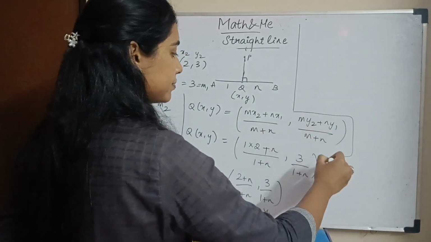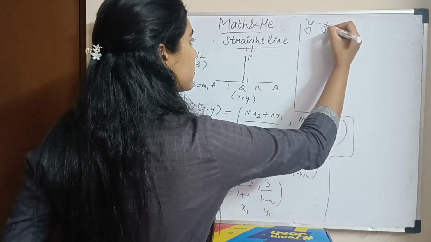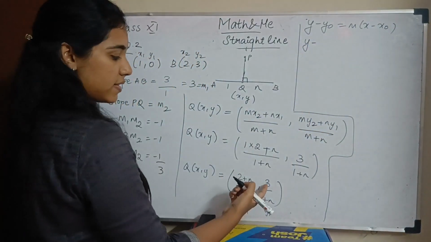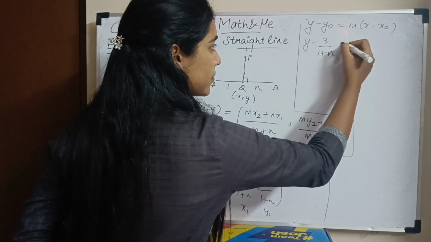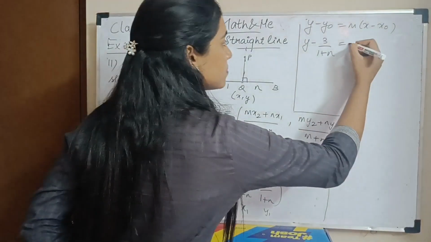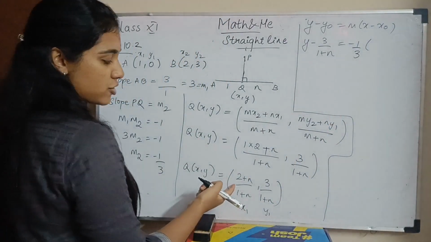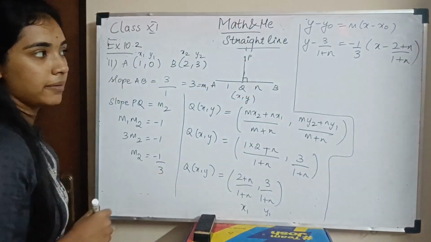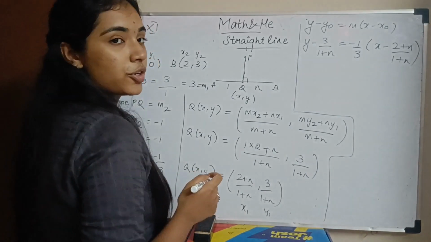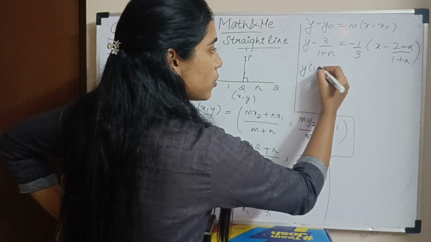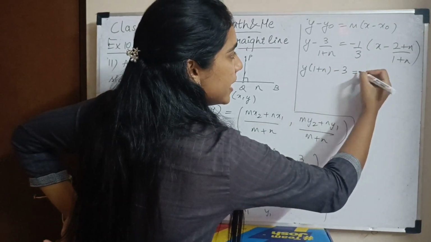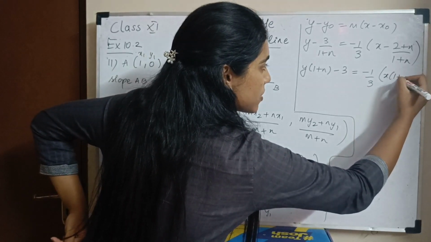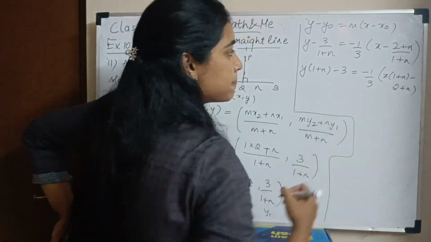So now this becomes my x1 and y1. Now the equation will be using the point-slope form, y minus y naught equals m times x minus x naught. y minus 3 by (1 plus n) equals m times x minus x naught. x minus (2 plus n) divided by (1 plus n). Okay, I am going to take the LCM.